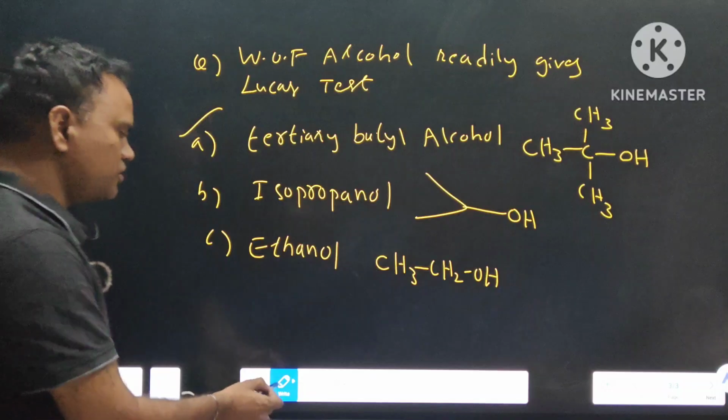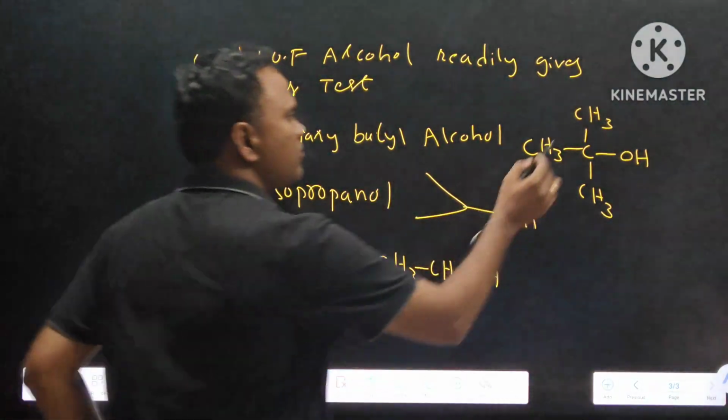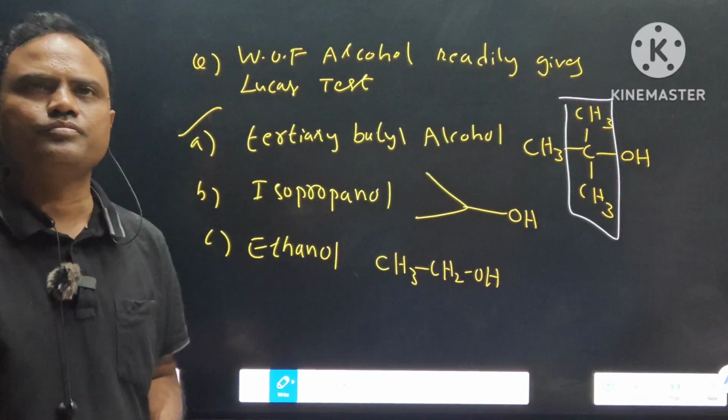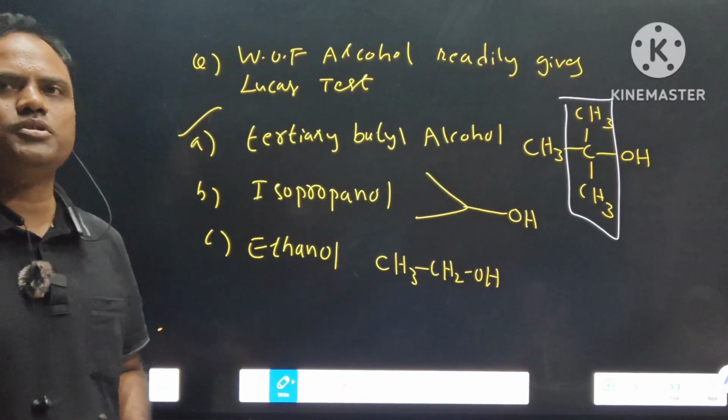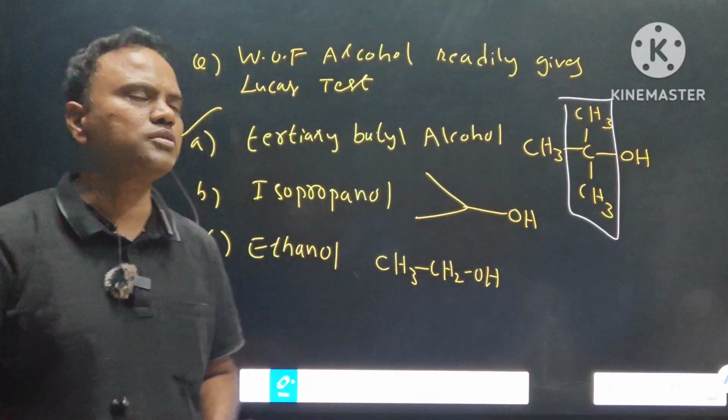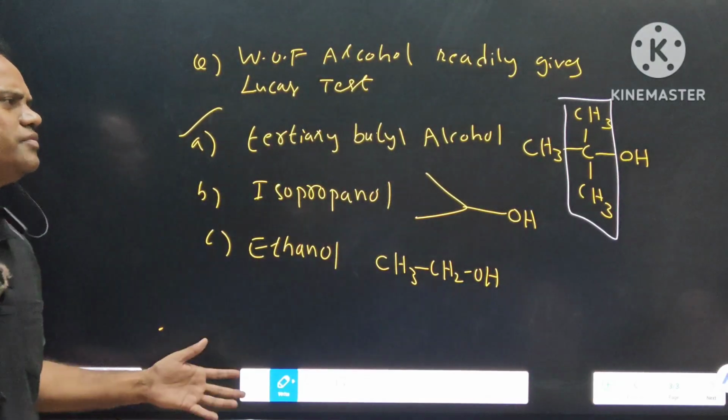What is its IUPAC name? Give its IUPAC name. 2-methyl-2-propanol. Sometimes you will get IUPAC names also, and you have to draw the structure. 2-methyl-2-propanol. This is a very easy question.